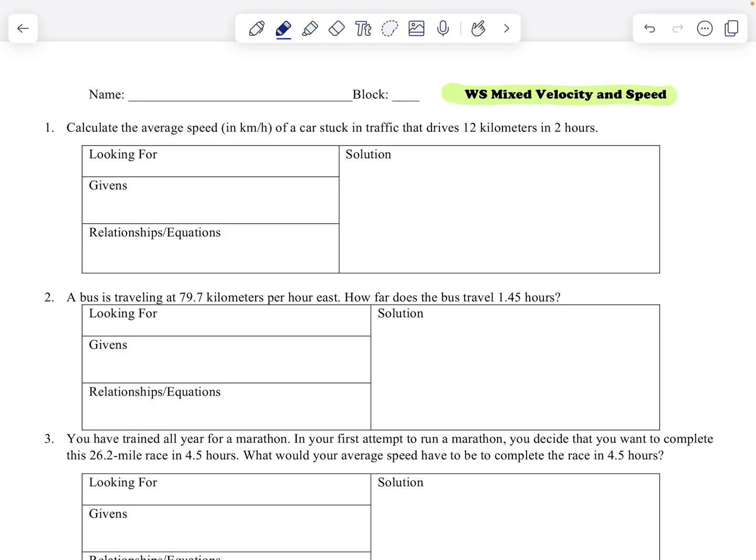This isn't very hard. For each one of these problems, you will be asked to identify what you are looking for. In the first problem, we are asked to calculate the average speed. So we're going to write speed.